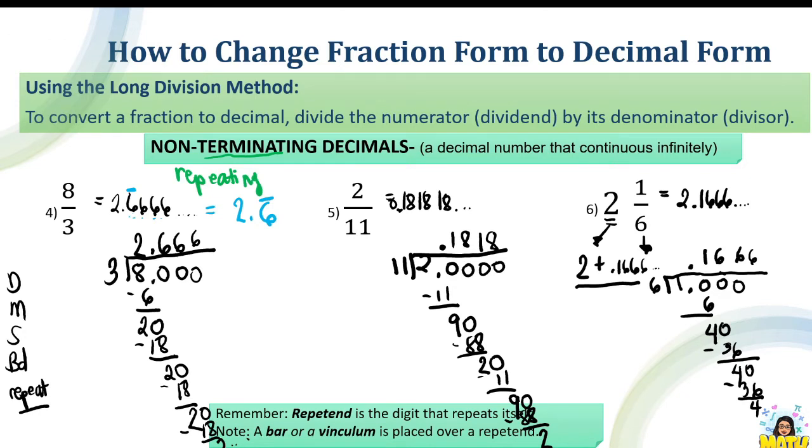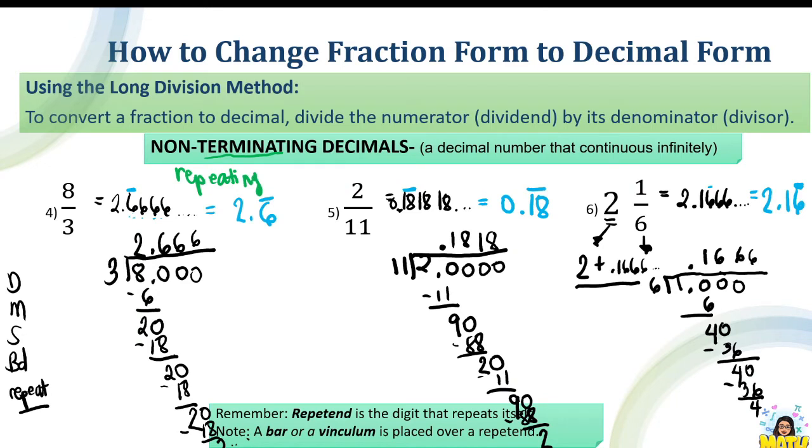In number 5, we notice that yung 1 and 8 yung paulit-ulit. That means we will put a bar on these digits, and this will become 0.18 with a bar above. And the last one, 2 and 1/6. Ang umuulit lang naman dito is yung 6. It will be equal to 2.16, pero yung bar niya is nasa 6 lang kasi ito lamang yung umuulit.